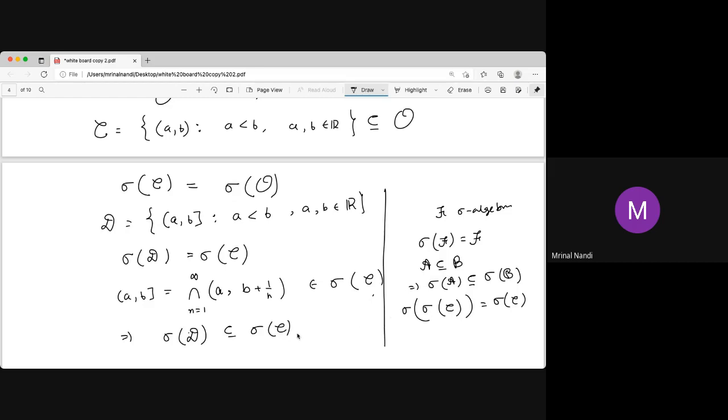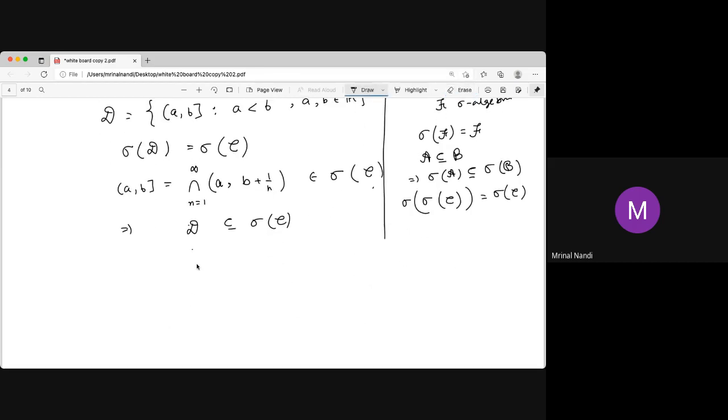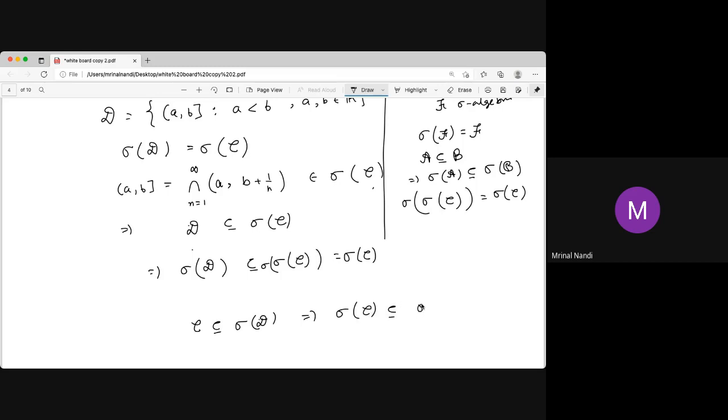So from this we have D is a subset of this collection, and therefore the sigma algebra of D is a subset of the sigma algebra containing this. But the sigma algebra containing this is the same as the sigma algebra containing C. Now, to show the reverse way, we have to show just that C is a subset of the sigma algebra containing D, and then from that we can easily show the equality in a similar way.